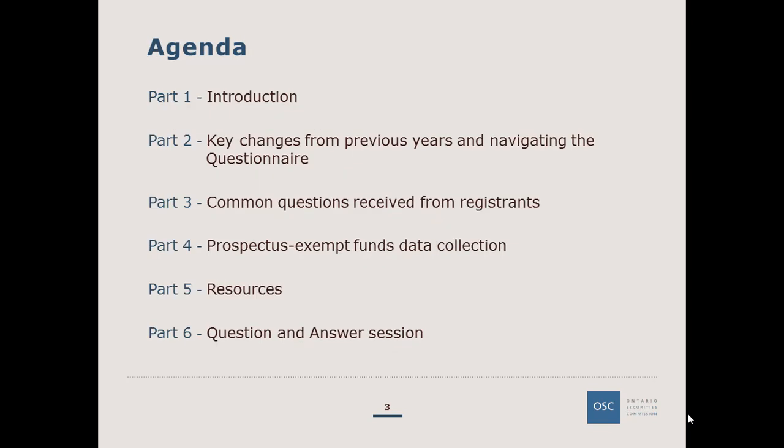As you can see, we have quite a full agenda today. It includes an introduction to the Risk Assessment Questionnaire. I will also highlight some of the key changes from previous years and provide a high-level illustration on how to navigate the questionnaire. Then Alison is going to review some of the common questions that we received from registrants in the past that could still be applicable for the questionnaire this year. After that, Navina is going to take you through the Prospectus-Exempt fund data collection process. Part 5 is a summary of the resources that we provide, and then we'll go into the question and answer session at the end.